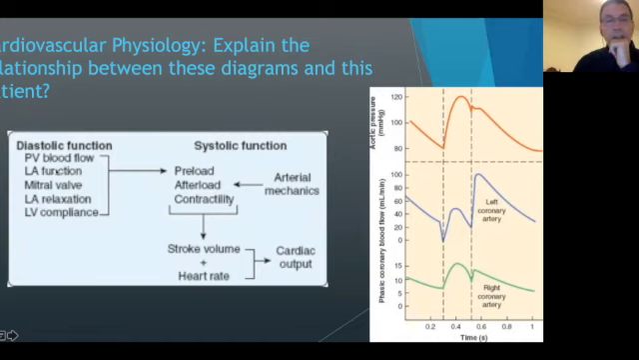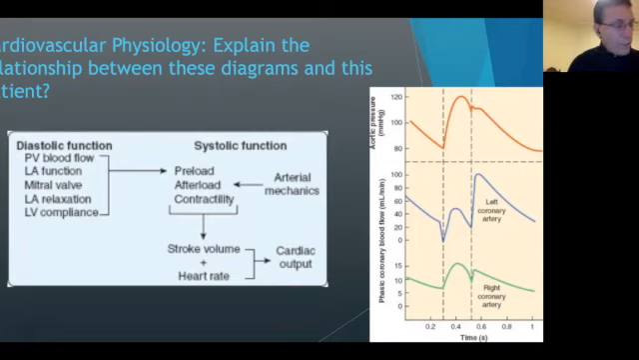So if you look at diastolic function, it has a lot to do with pulmonary valve and left atrium relaxation function, and stuff like that. If you look at systolic function of the heart, you definitely need to know what cardiac output is. Cardiac output is heart rate times stroke volume. So the systolic function of the heart is based upon preload, afterload, contractility, and cardiac output.